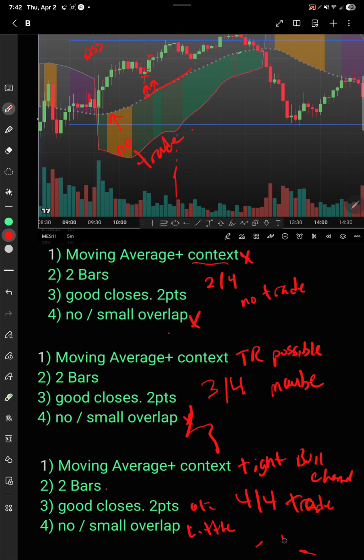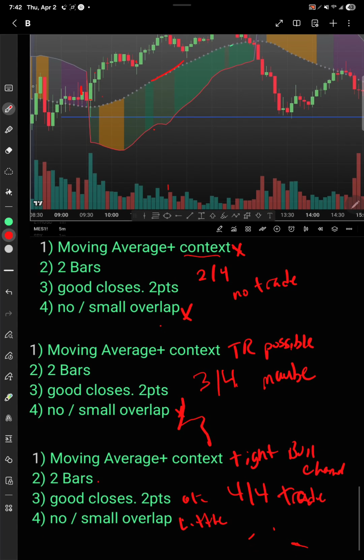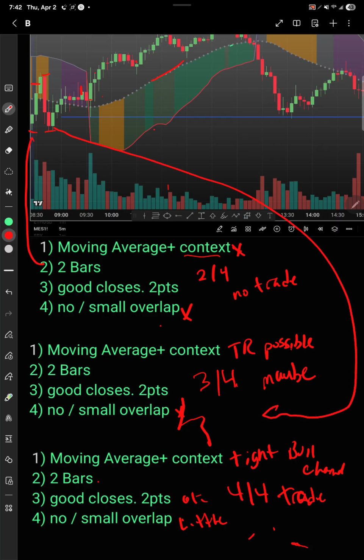But you see the differences here in the three trades. I'll just put all four of them on here. You couldn't take these. You couldn't take this. You couldn't take this. But you could take this. Hope that's not too confusing.